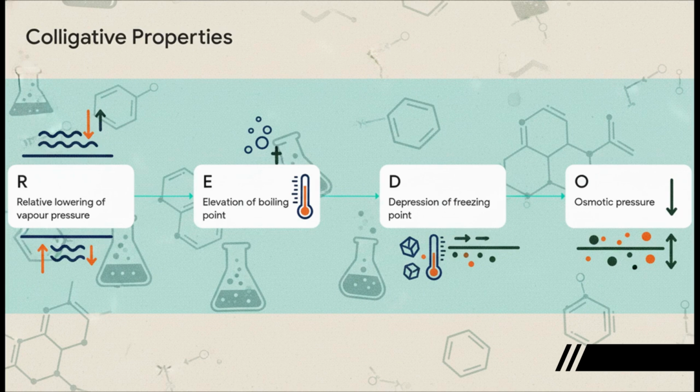Okay, building on that idea, let's talk about the 4 colligative properties. Now this is a source of guaranteed free marks if you can just list them. The only thing you need to remember is the word REDO, R-E-D-O. Relative lowering of vapor pressure, elevation of boiling point, depression of freezing point, and osmotic pressure. Just memorize REDO, and you've got this question in the bag.